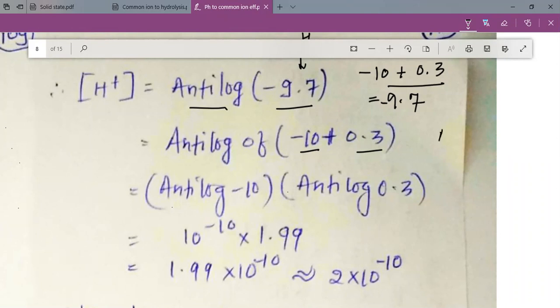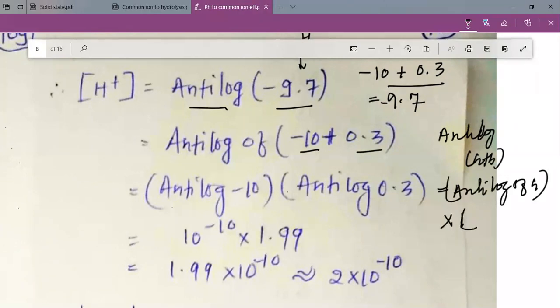Now antilog of A plus B is equal to, my dear students, antilog of A multiplied by, not plus, multiplied by antilog of B. So the same I have written here, antilog of minus 10 multiplied by antilog of 0.3. Antilog of minus 10 is equal to 10 to the power minus 10.